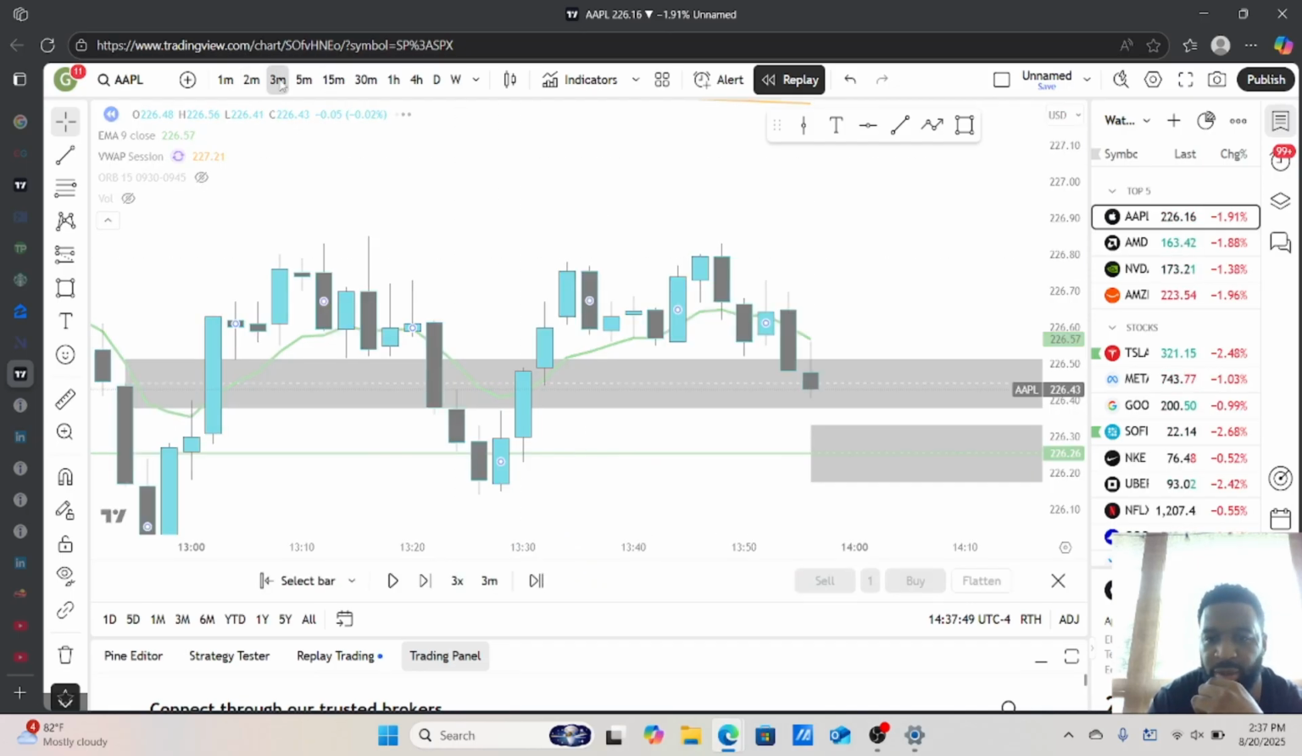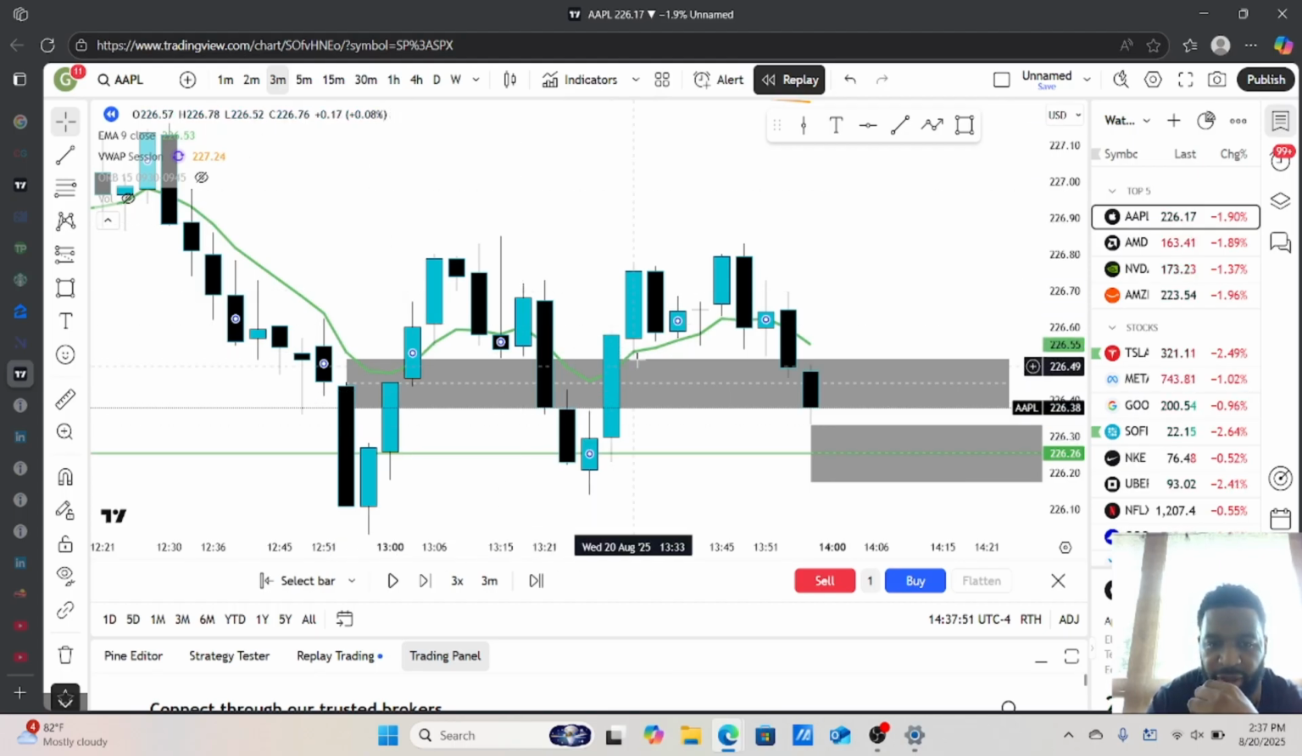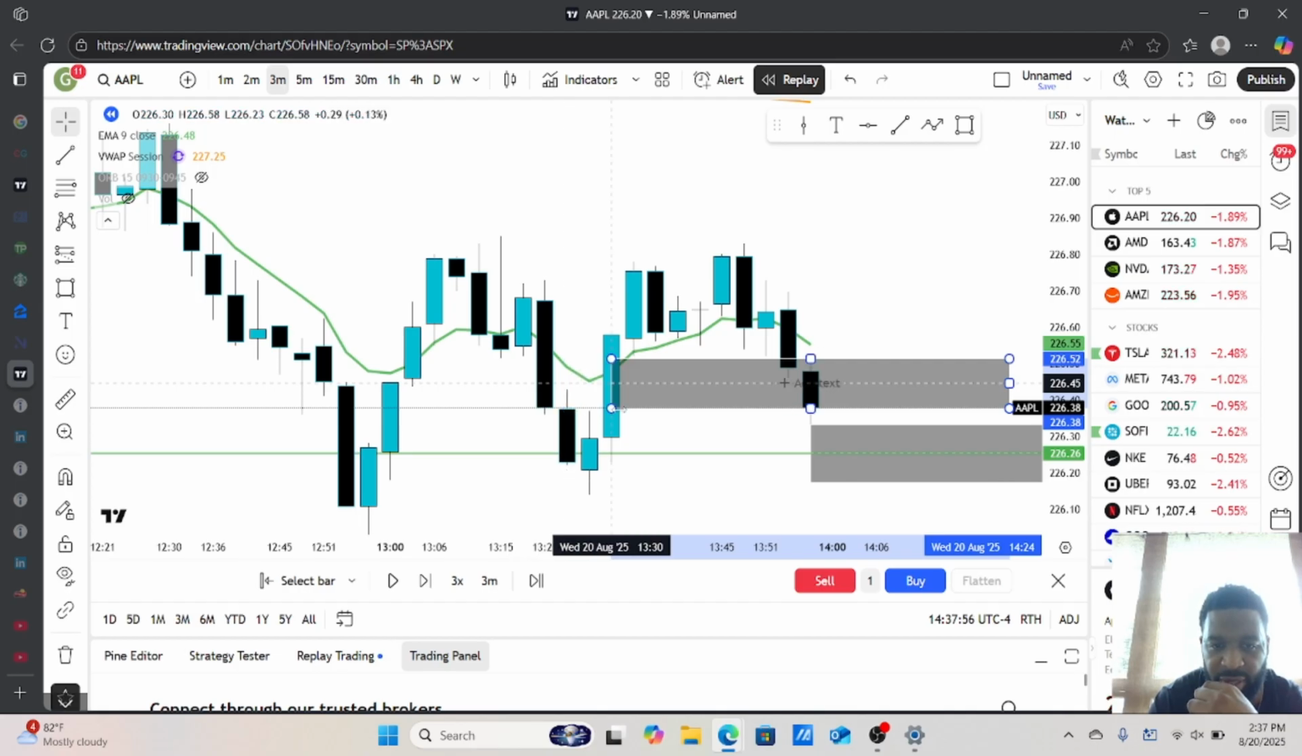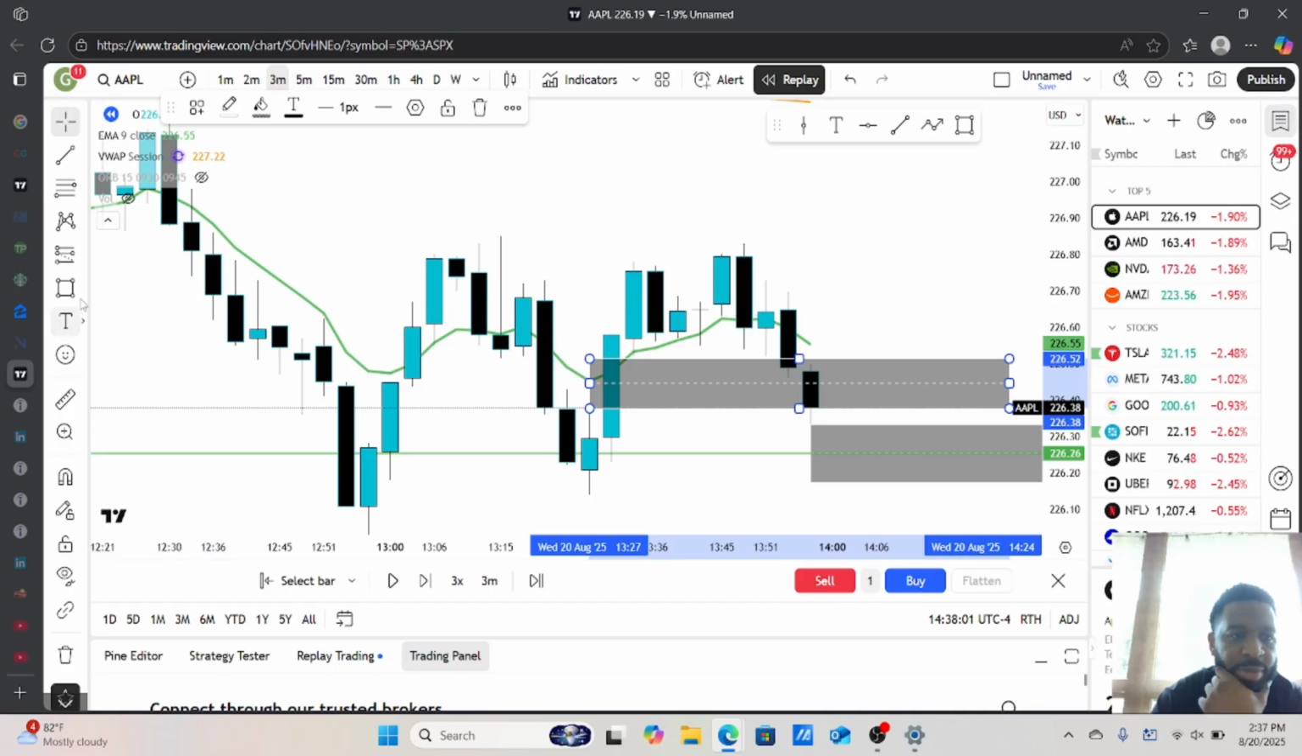What I saw was two things, right? I see a fair value gap here. This is what I've got marked up. I'll slide this over, right? So 1, 2, 3. Let me highlight these for you.